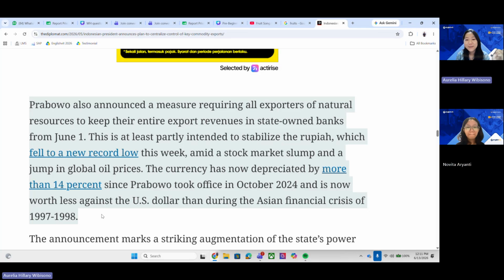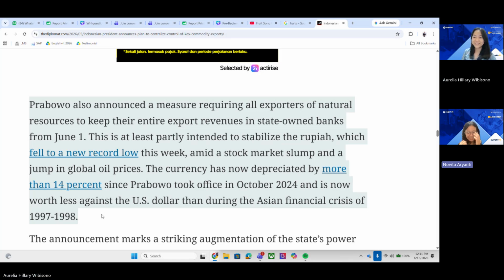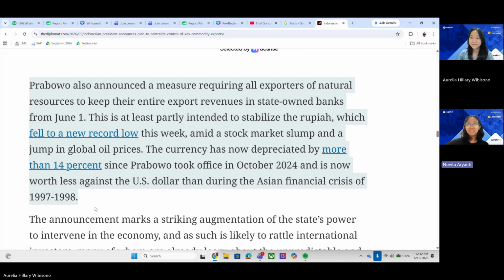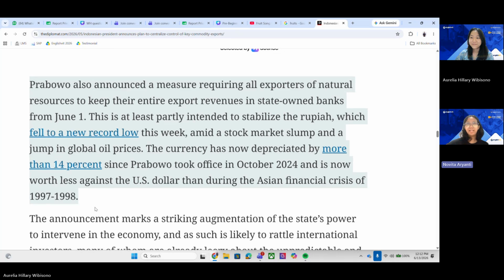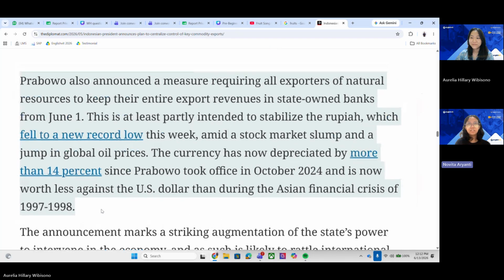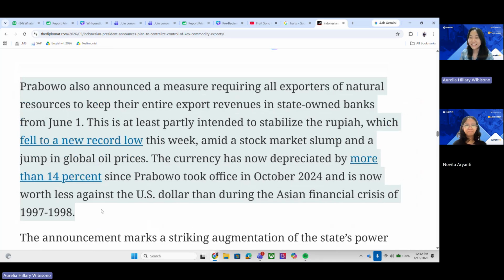So, what is Prabowo's strategy to stabilize the rupiah based on this passage? The newly established enterprise will require all of the exporters to keep their entire export revenue, and then later they will inform the government and store their revenue in the state owned bank. So the government can closely monitor the revenue because the businesses store their revenue in the state owned bank. Later, they will also closely monitor the resources being exported. Yeah, exactly.